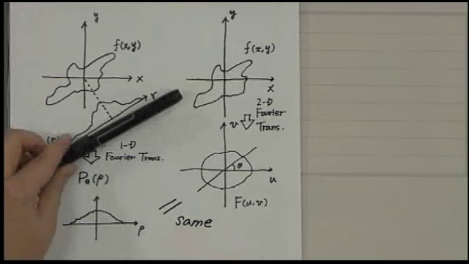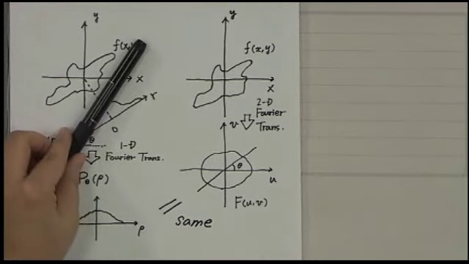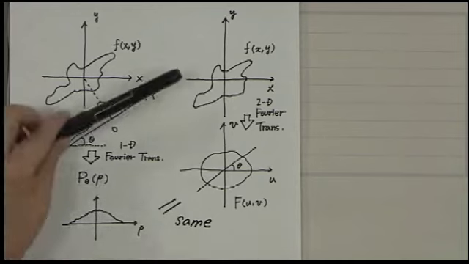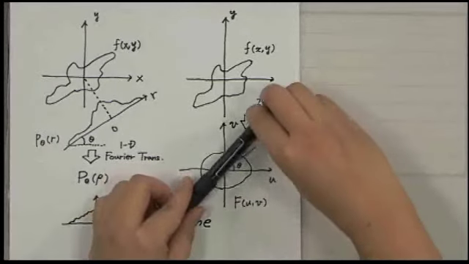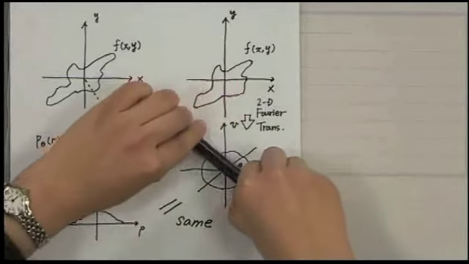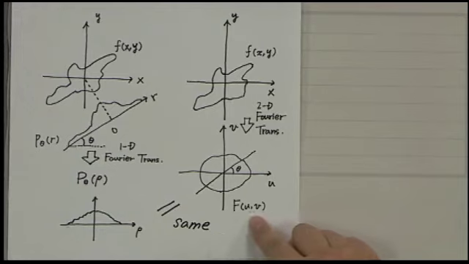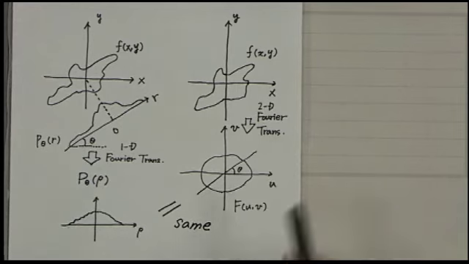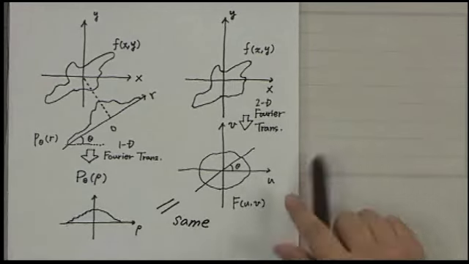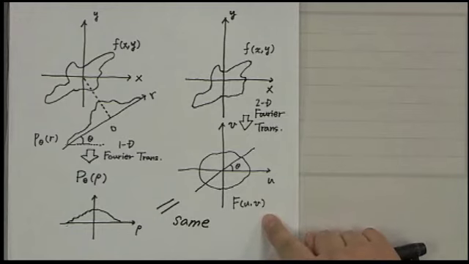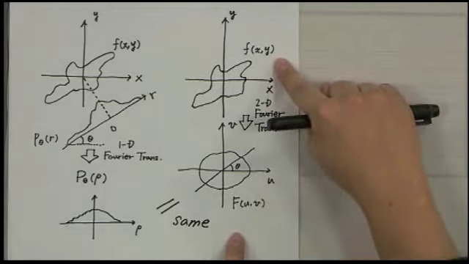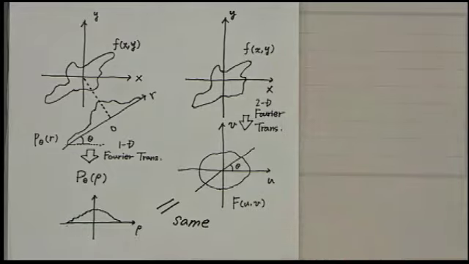So if we slightly change the theta and do the same thing, we can plot values on this F U V coordinate. That means we can calculate the values of F U V. So if we take the inverse Fourier transform, we can reconstruct f x y. Does it make sense?